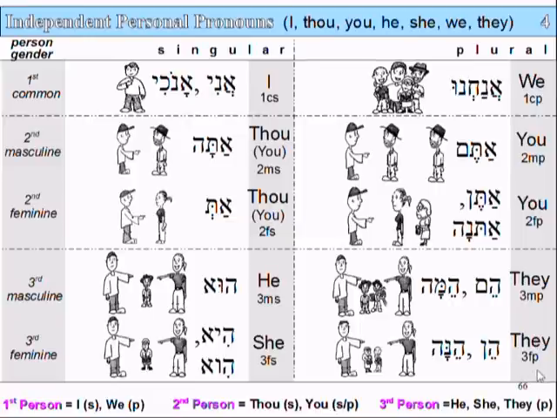So these are called independent personal pronouns. And that's just a fancy way of saying these words here: I, thou, you, he, she, we, and they. And you'll see all this sort of terminology, first person, second person, third person, used all the time in grammar books and in exercises and so forth. So you have to know what they're talking about.